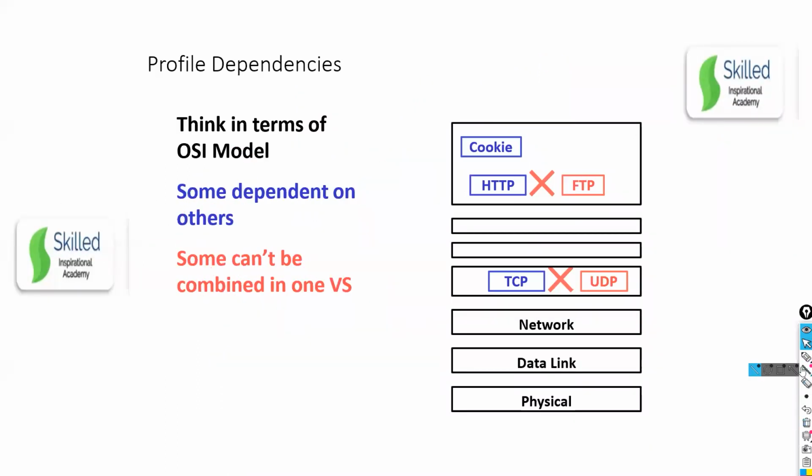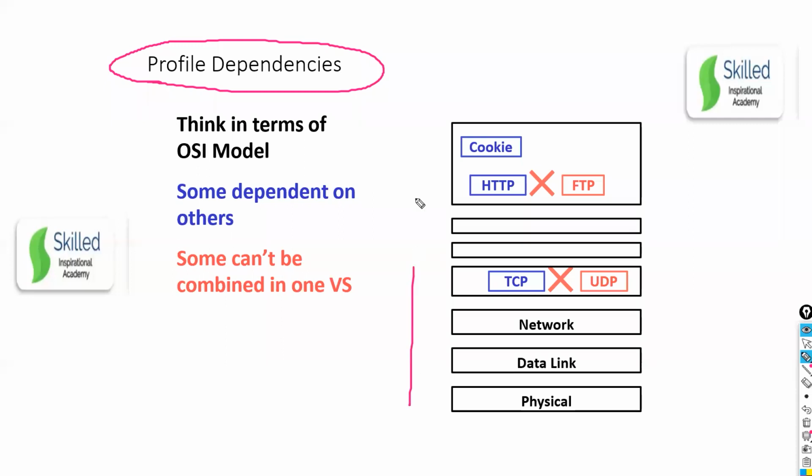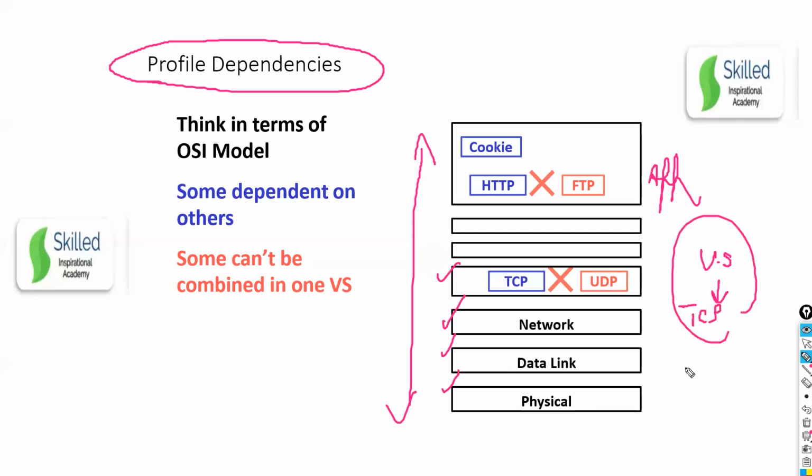Now guys, this is very important: profile dependency. Please concentrate on this. So we have the OSI layers here: physical, data link, network, transport, and then session, presentation, and application layer. When I am creating a virtual server, you can either create a TCP virtual server or a UDP virtual server. The same virtual server cannot have these two profiles together. So either you can have a TCP profile bound to a virtual server or UDP.